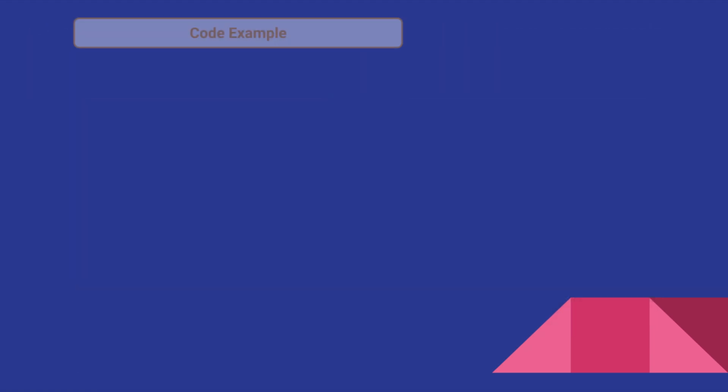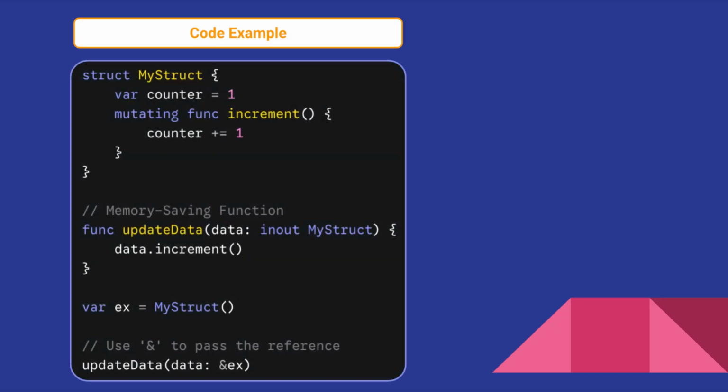Let's take a look at a quick code example to see exactly how we write this out in Swift. At the top, we have a simple struct called myStruct. Below that is our memory saving function. Notice we put the inout keyword right inside the parameter list. This tells Swift we want to modify the original struct, not a copy. Finally, look at the very bottom. When we call the function, we place the ampersand symbol right in front of our variable. This passes the direct reference, updating our data safely and instantly with zero memory waste.